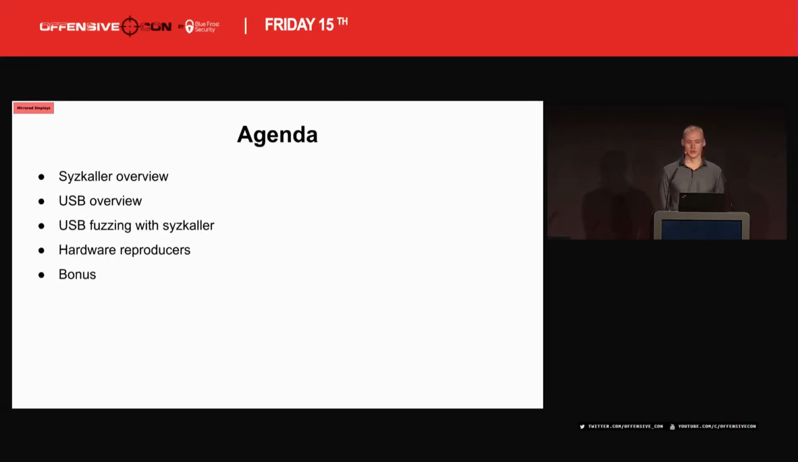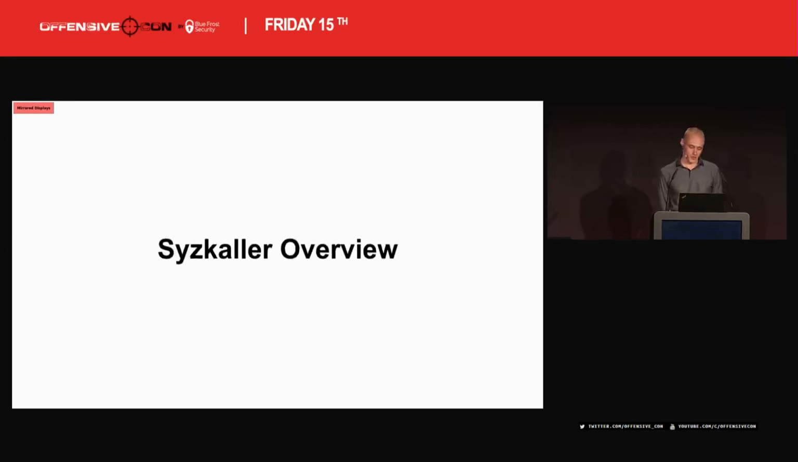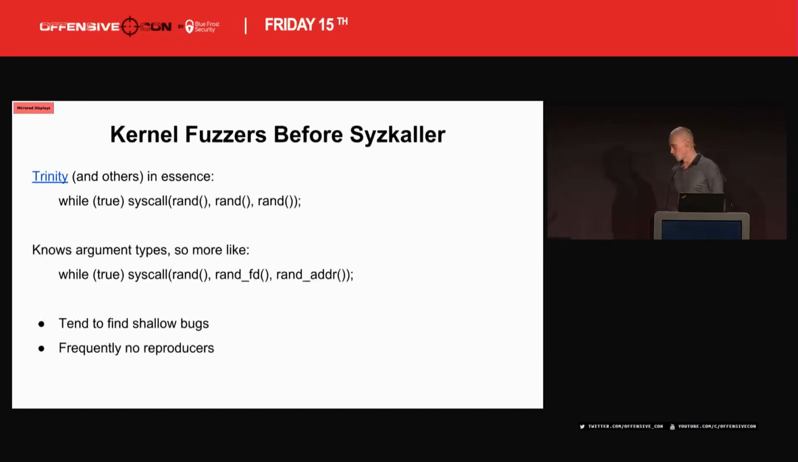OK, this is what we're going to cover today. I'm going to give some introduction into what Syzkaller is and what the USB protocol is, and how we're going to combine them together. At the end, a small spoiler: the whole fuzzing is going to be happening in a VM, but we're actually going to launch some hardware reproducers, and we're going to crash actual kernels with that. Hopefully it works. OK, let's start with Syzkaller.